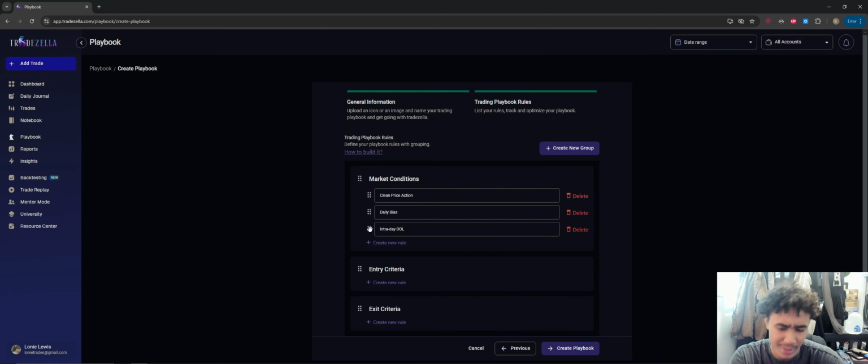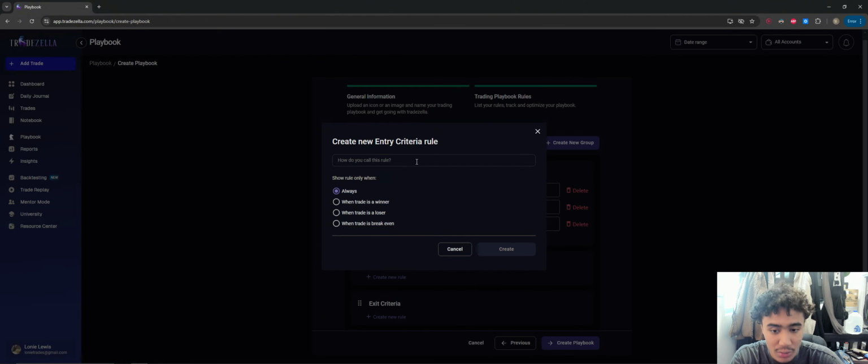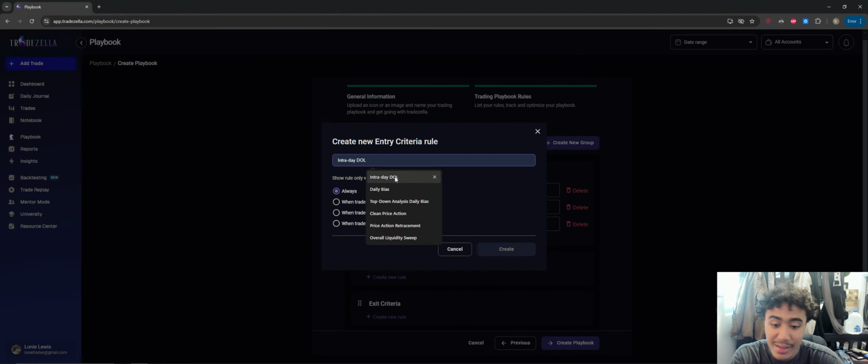Now, you can organize these how you please. Let's say you want clean price action first, daily bias, and intraday draw liquidity. That's completely fine, right? Next, going into entry criteria. The entry criteria is what helps you begin to develop an understanding for a trade idea. This is your trade idea, not your trade execution. That's a spoiler to the one we're about to include. Entry criteria. What are we looking for before even having the trade idea?